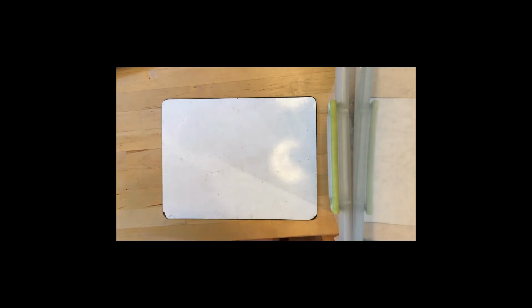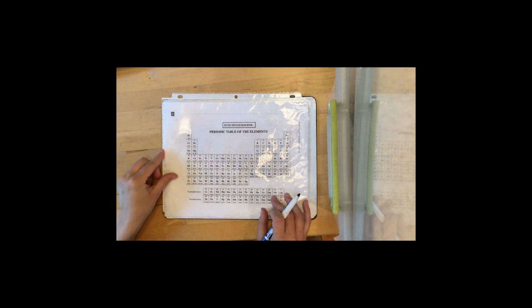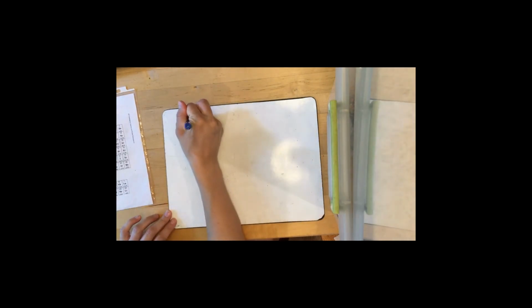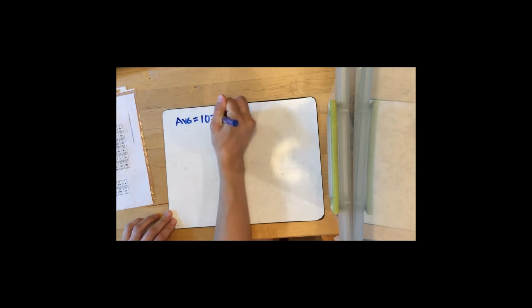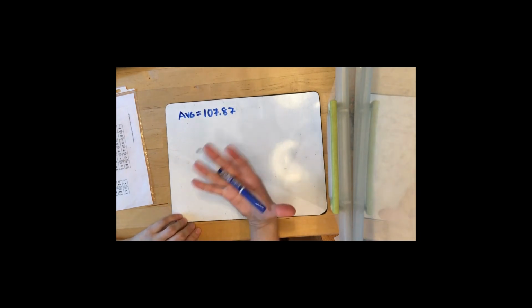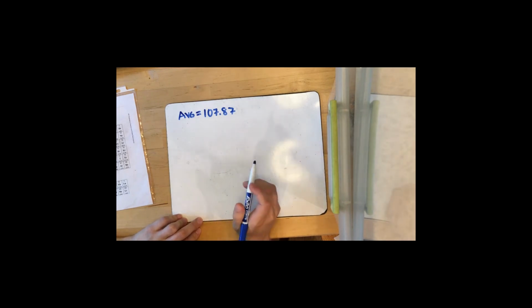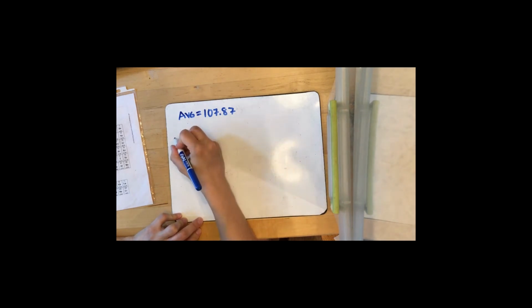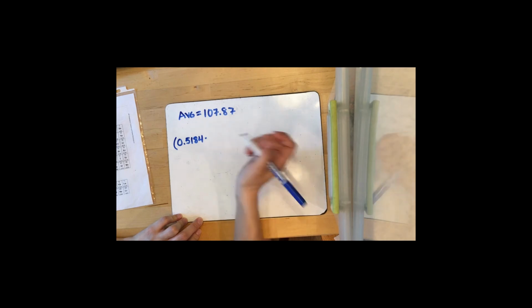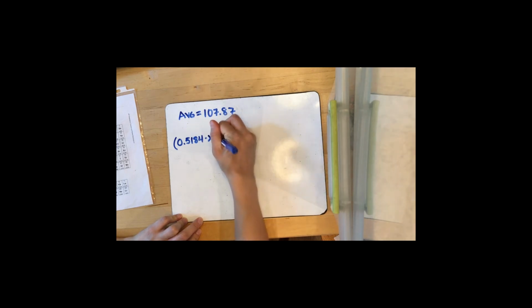Okay, so we know the average atomic mass of silver if we look at our periodic table. So the average should work out to 107.87. We also know the relative number, which is basically our percentage for each of these isotopes. So for silver 107, it was 51.84. I'm going to turn that into a decimal as 0.5184. And we do not know the mass of silver 107, so I'm just going to put an X for now.